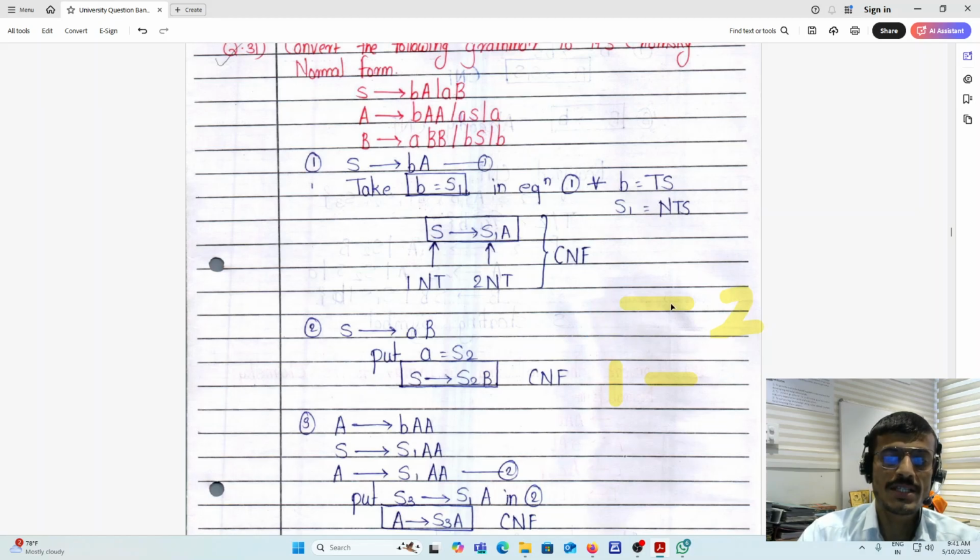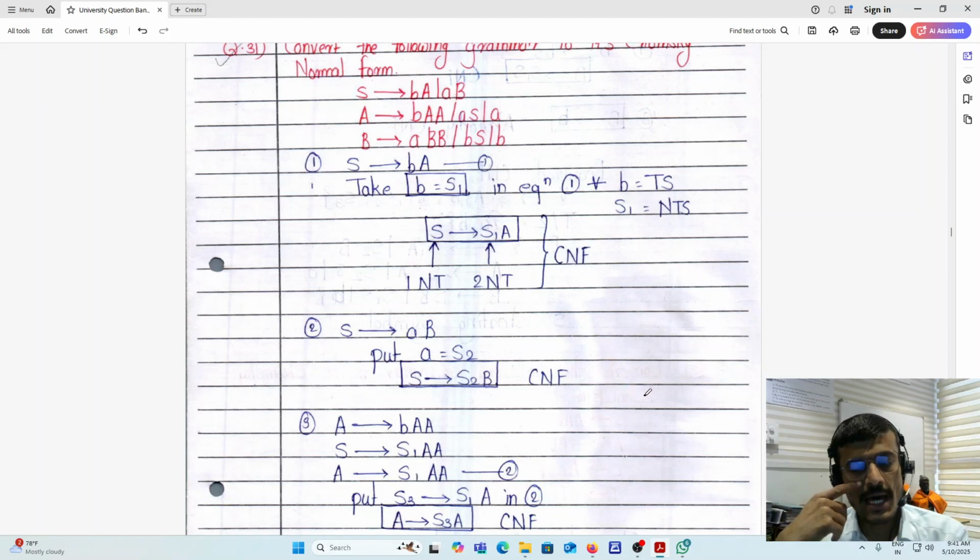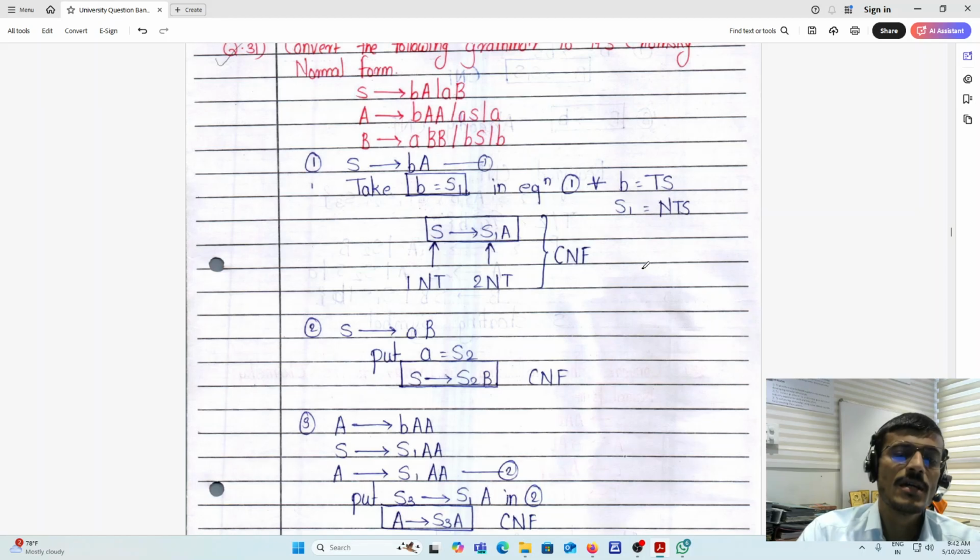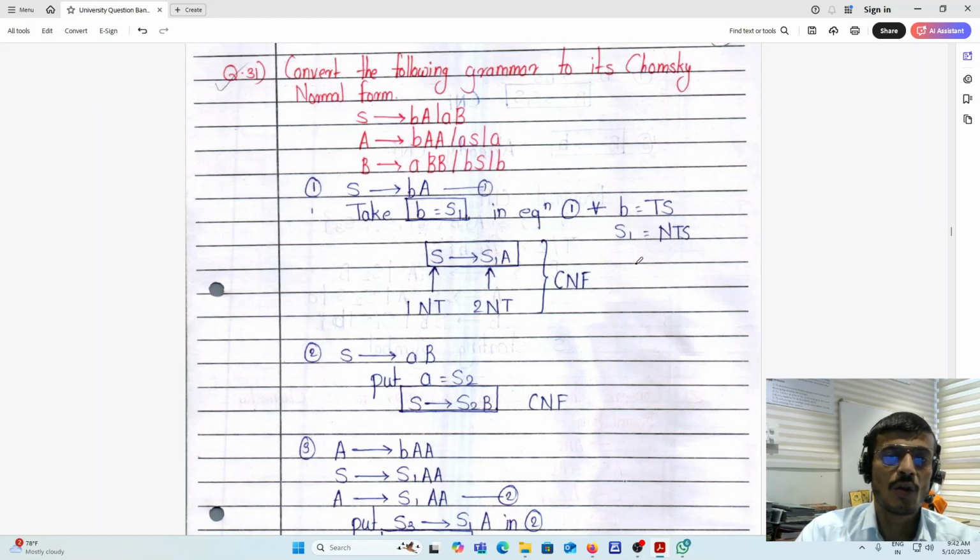Whatever productions are given to you have to be converted into the Chomsky normal form. For that there are some basic steps, and we will see those steps while solving the example. Some productions are given to you. The first production is what? S tends to small a capital A, or S tends to small a capital B, A tends to BAA, and so on. These are the productions.